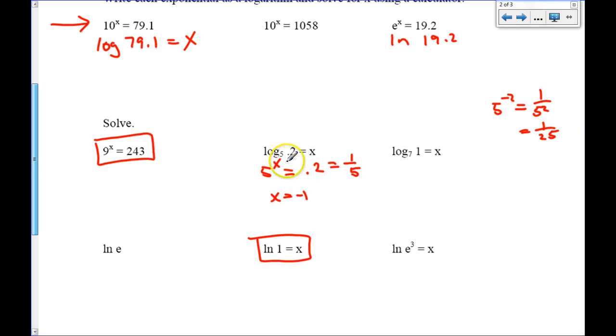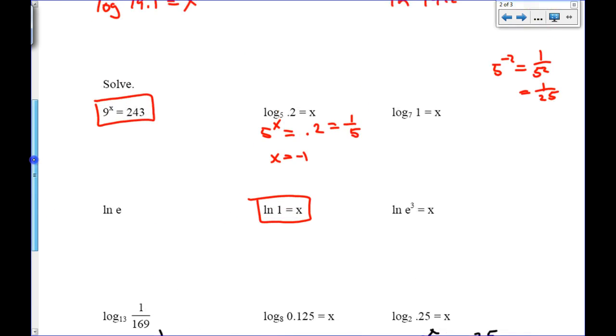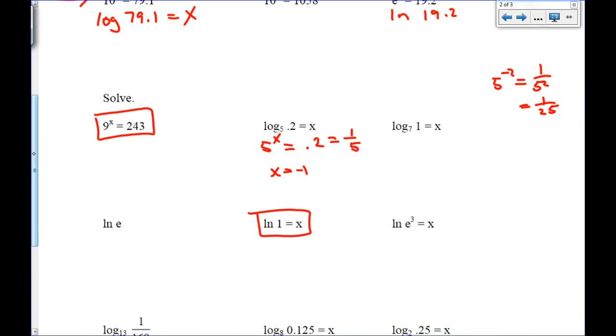Okay? So you're going to have to put these ones that are in decimal or in fraction, you got to have them in fraction form first of all, and then you got to figure out how many times the base goes into that. Okay? So there's one right here. There's all three of these on the bottom are like that. You're going to have to do that. Okay?